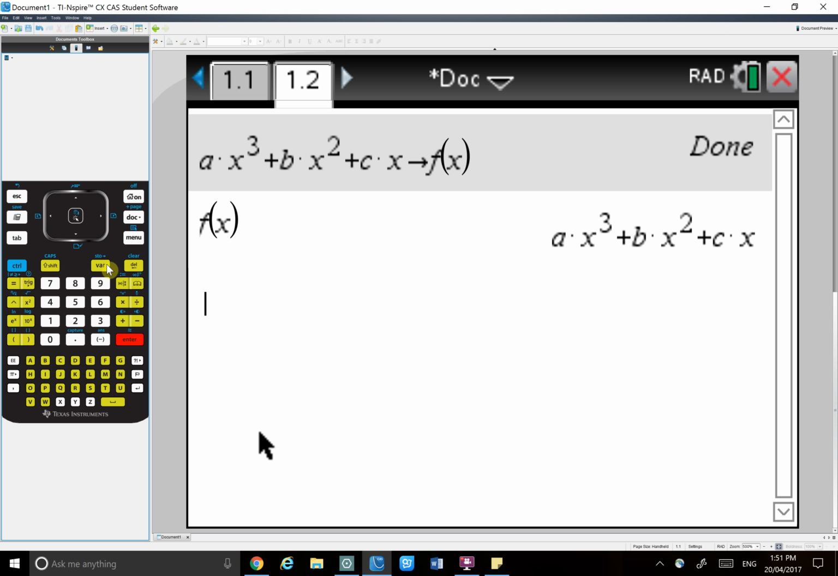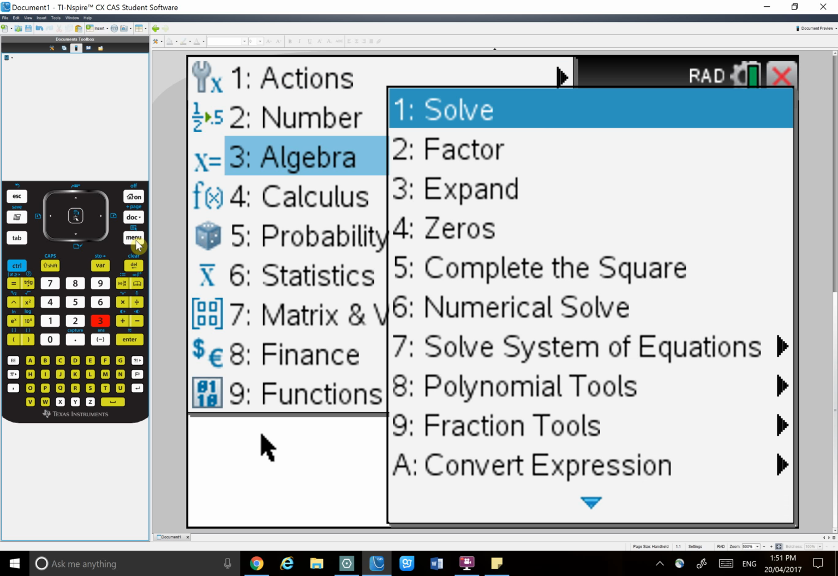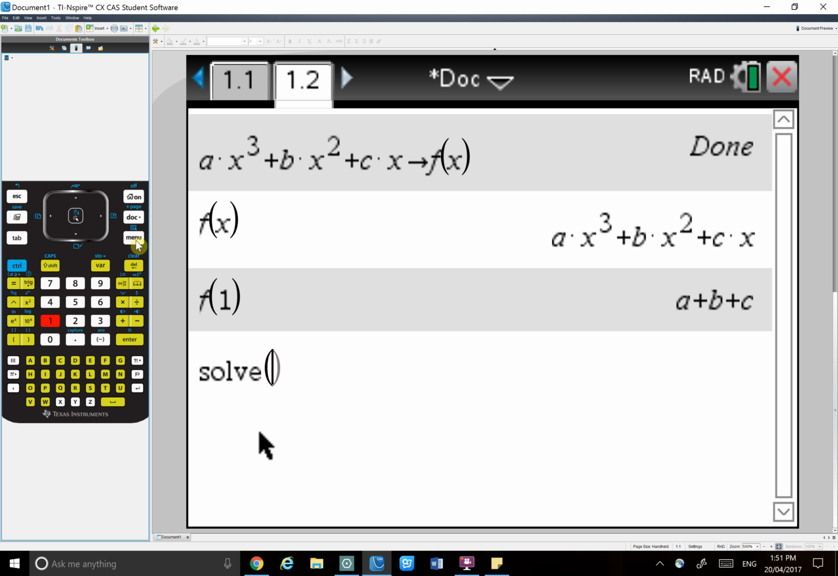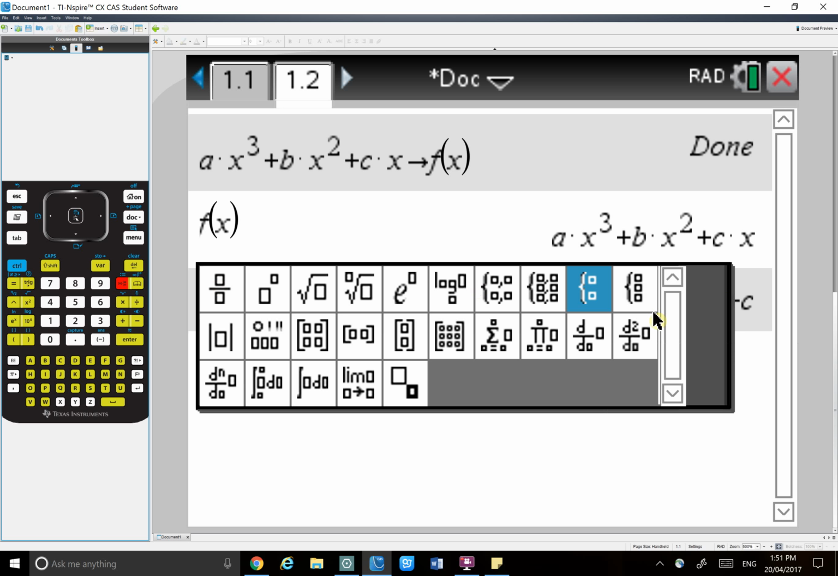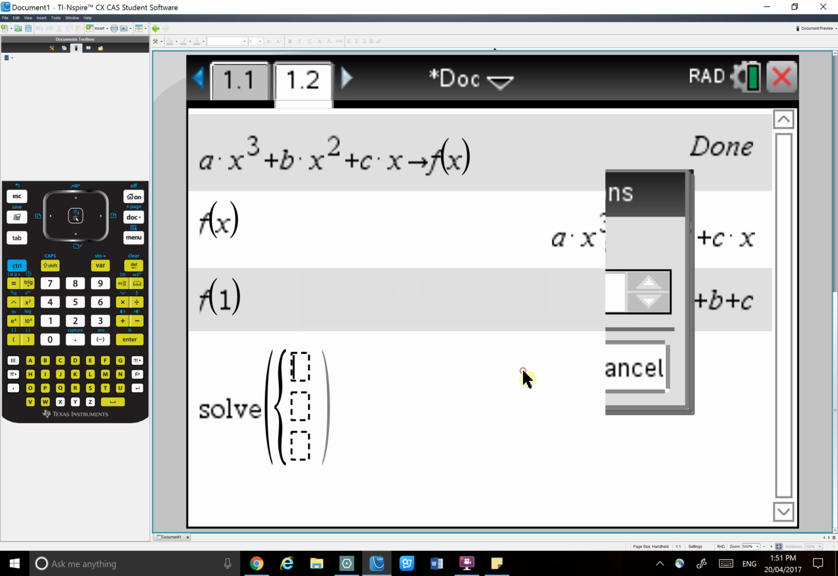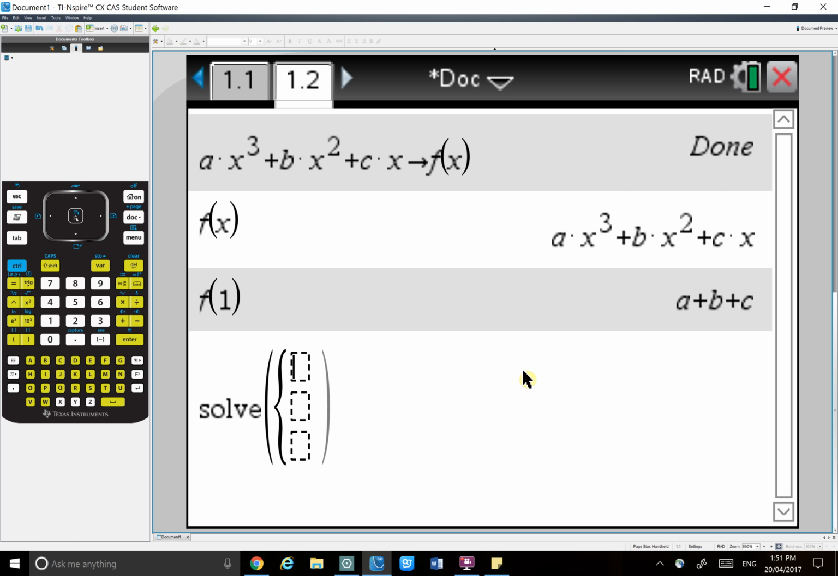Now what you're trying to do is solve for the a, b, c values. Let's put f(1) and see what happens. f(1) gives you a plus b plus c, directly doing the substitution for you. Now you want to solve. Press menu, number 3 algebra and number 1 solve. You want to solve 3 simultaneous equations, so you press the arrow right to 9 and press the last one. You want 3 equations, you put them there.